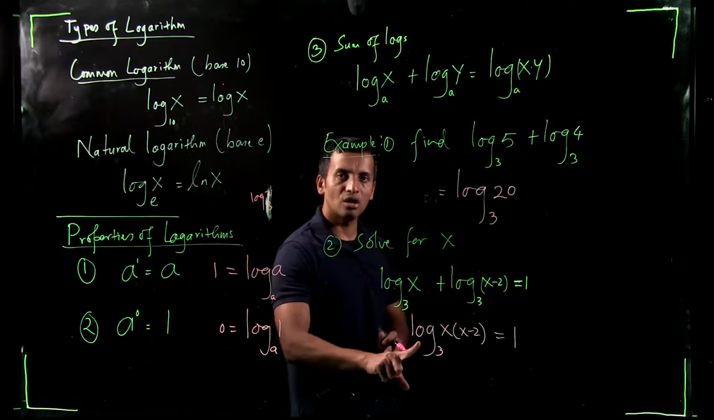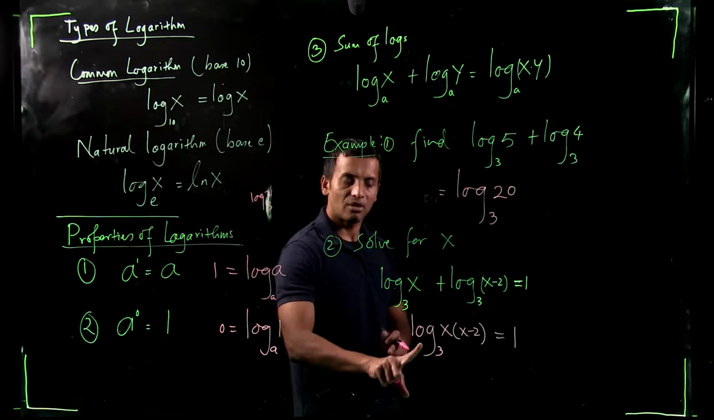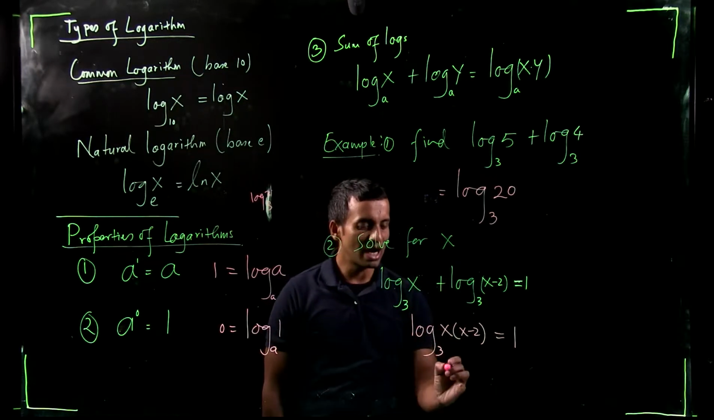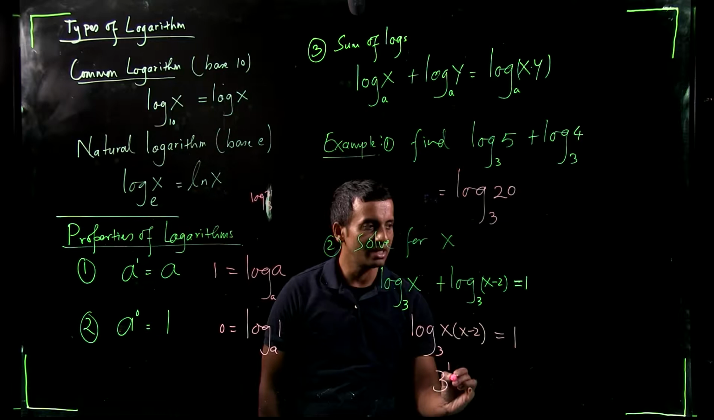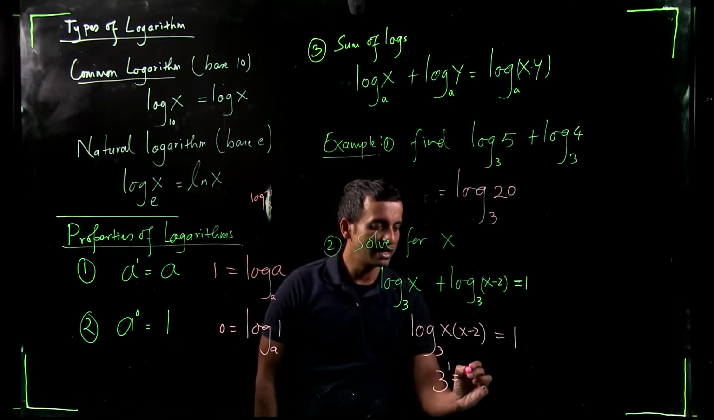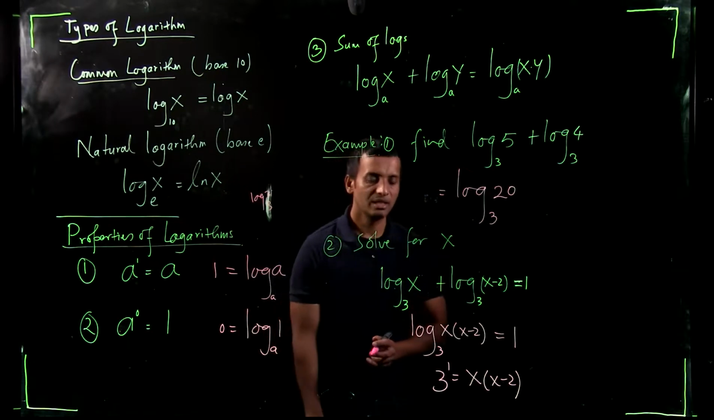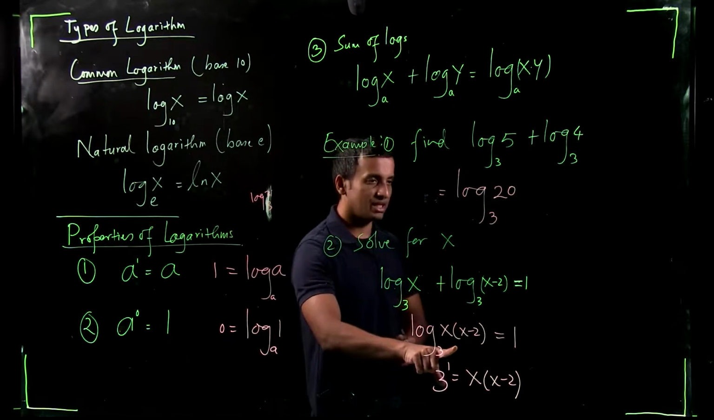Now how do you get rid of the log? What you do is move the base to the other side, right? So you write 3 to the 1 equals x times (x minus 2). Make sense? So you got rid of the log basically here.